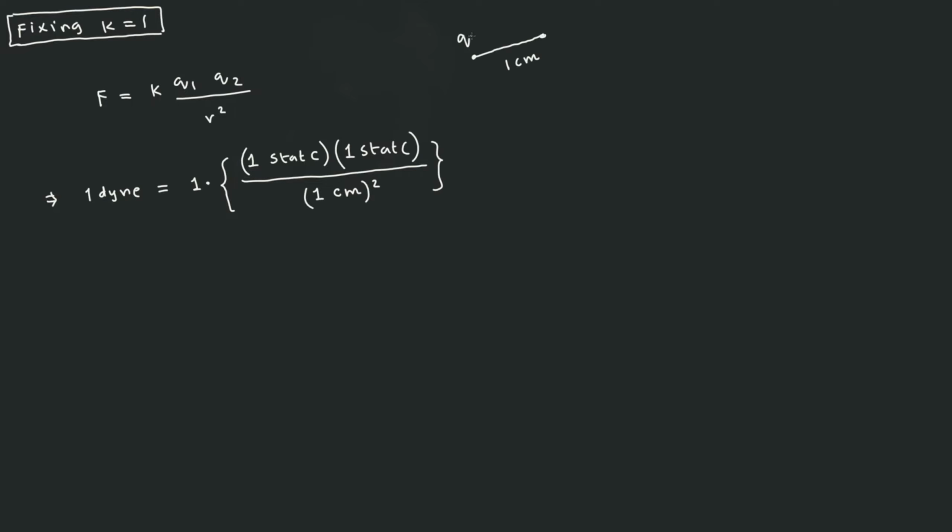So this is your Q1 and Q2. If you are going to make an experiment like this, 1 statcoulomb you are going to take, and then 1 centimeter you are going to maintain, and I also fix the value of K equal to 1. If all these things happen, then I must be able to measure 1 dyne of force. You can always make a measurement and verify whether you get 1 dyne or not. So once you get 1 dyne of force when there is a 1 centimeter distance, then you know how much charge you have taken, and that is called 1 statcoulomb.